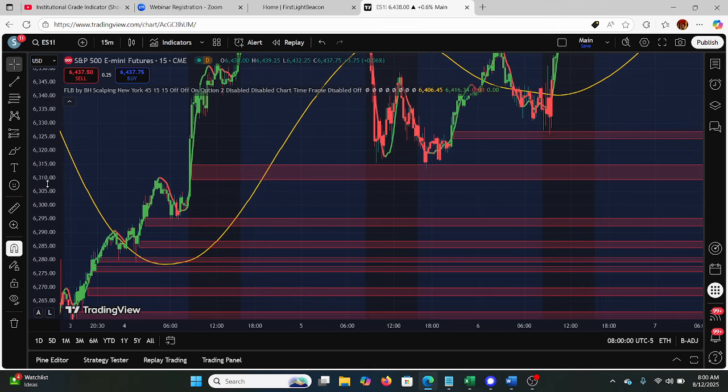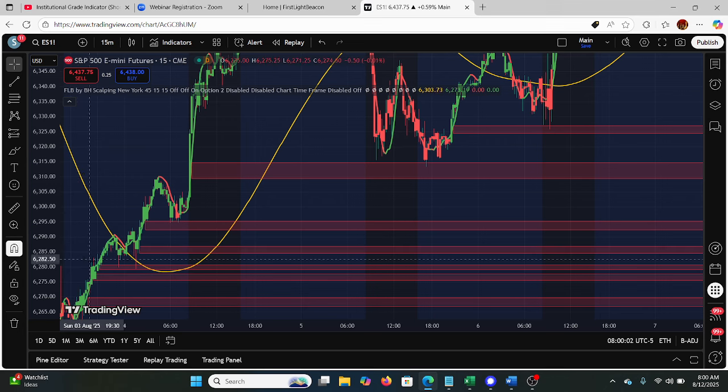We zoom in here and try and look at the first thing here. So look at this, it comes up, it comes down, and it just touches this level right here, and then it continues up.